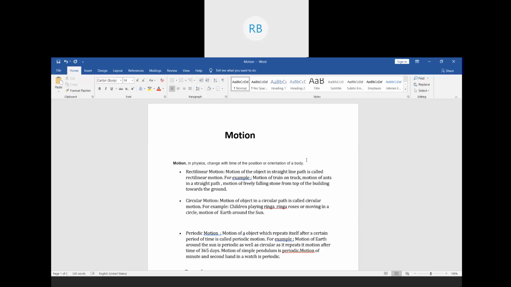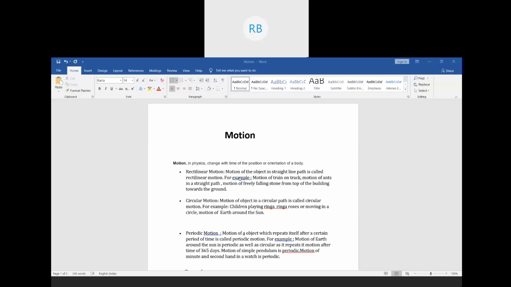See, there are three types of motion. Mainly, we will discuss them here: rectilinear motion, circular motion, and periodic motion. Okay. Do you have any idea what is rectilinear motion? Any idea? Straight line. Yes. Motion in a straight line. Motion of an object in a straight line path is called rectilinear motion.